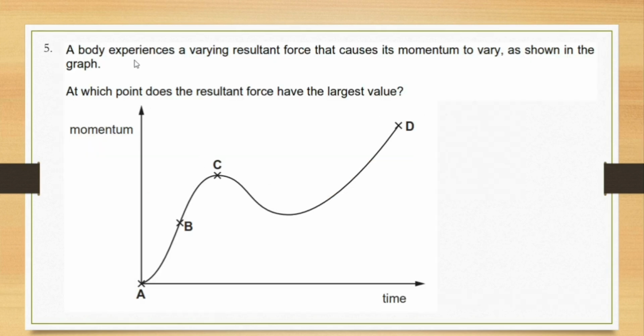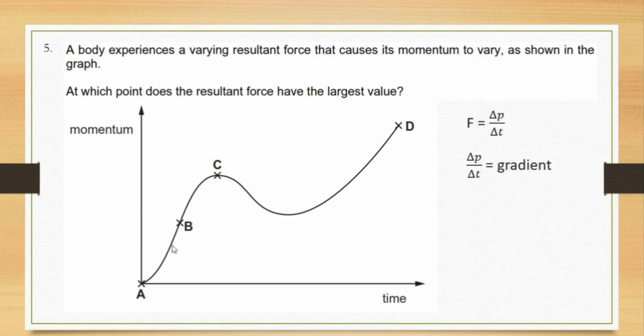Number 5, a body experiences a varying resultant force that causes its momentum to vary as shown in the graph. So we have here a momentum against time graph. At which point does the resultant force have the largest value? You have to remember this equation: F is equal to delta momentum over delta time. And delta momentum over delta time in this graph is equal to the gradient of the graph.